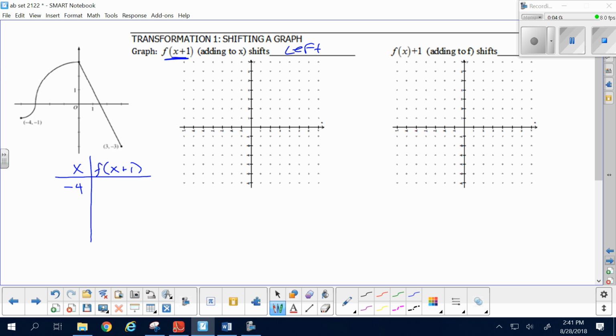If I were to put in -4, thinking maybe I would get a point like that, see what happens, well, that would be f of -3, excuse me. And f at -3 is actually right here, 0. So when I put in -4, I actually get out 0.